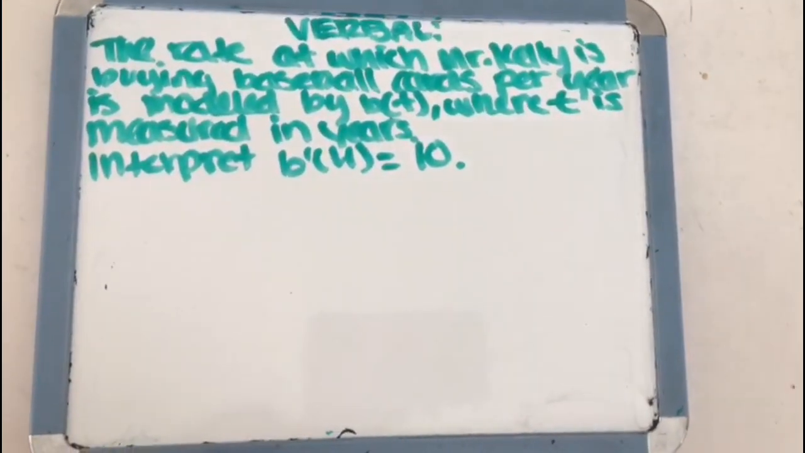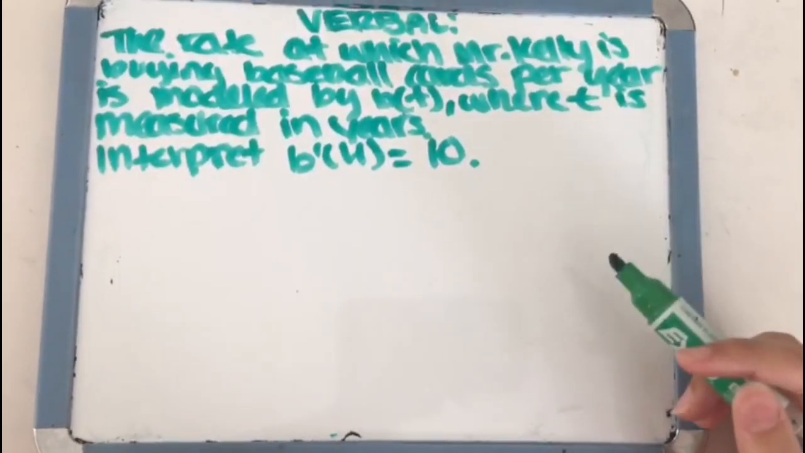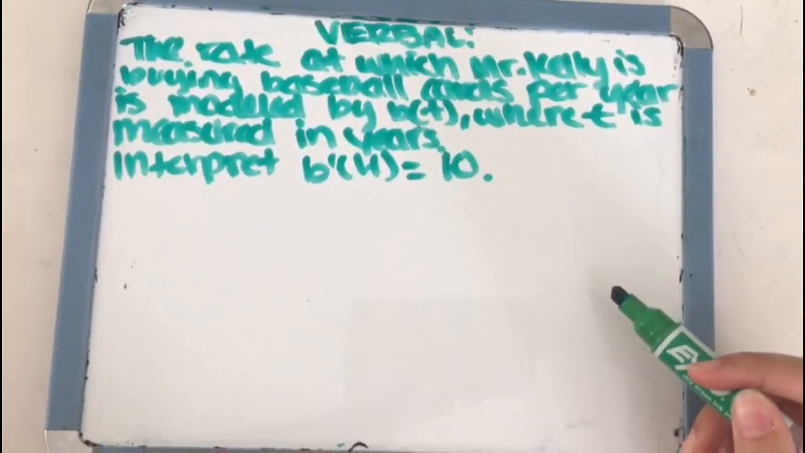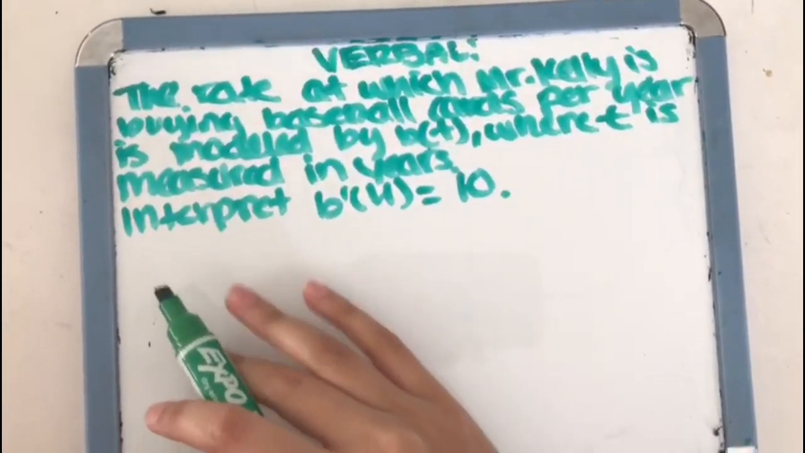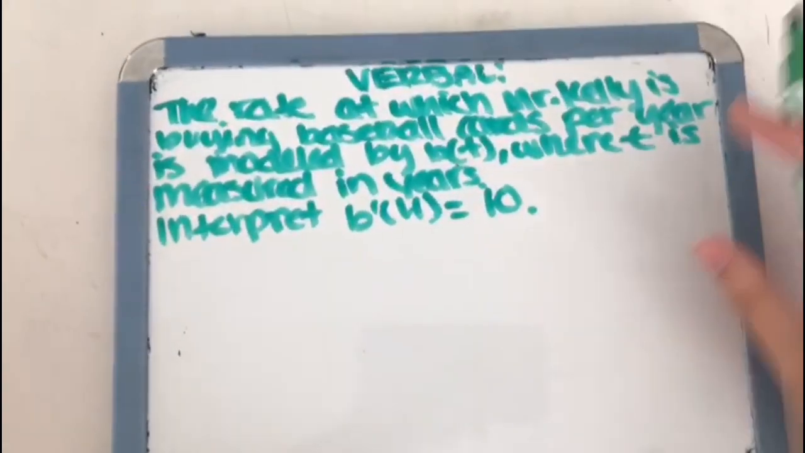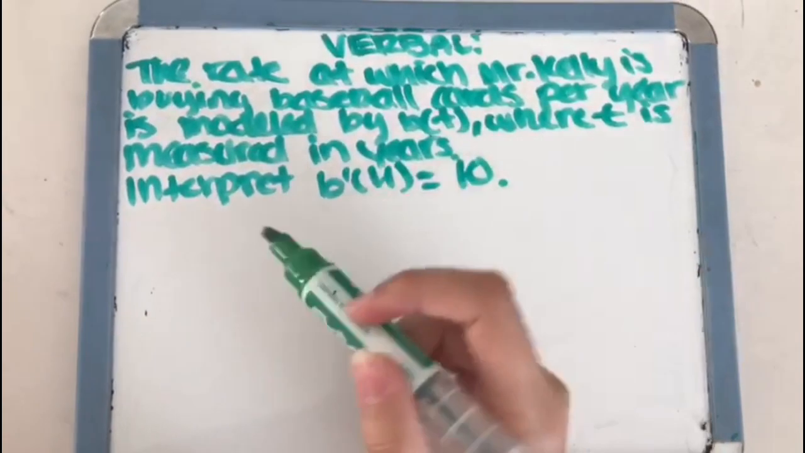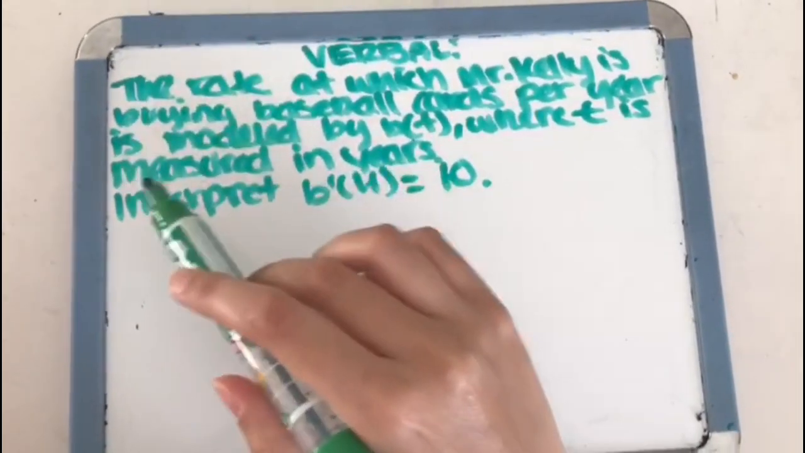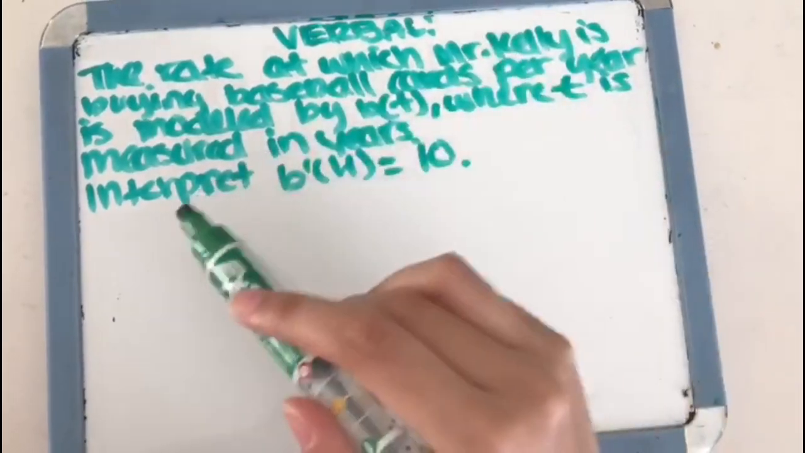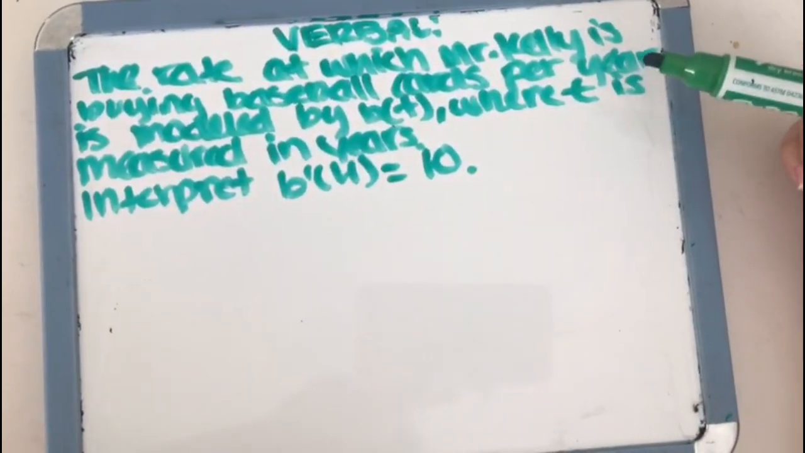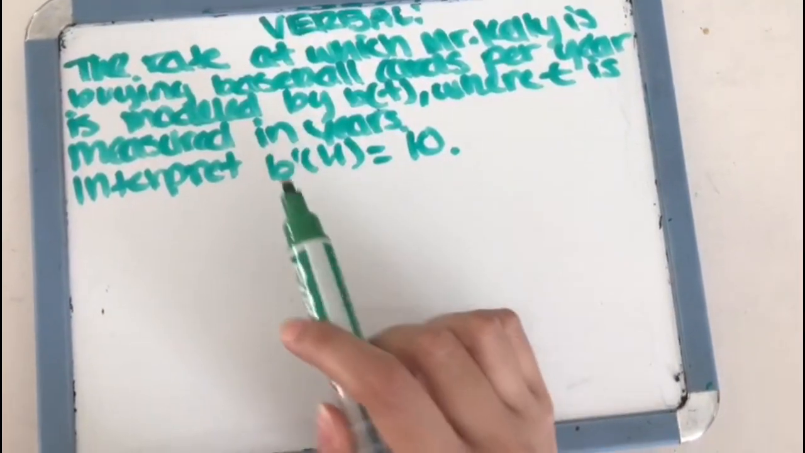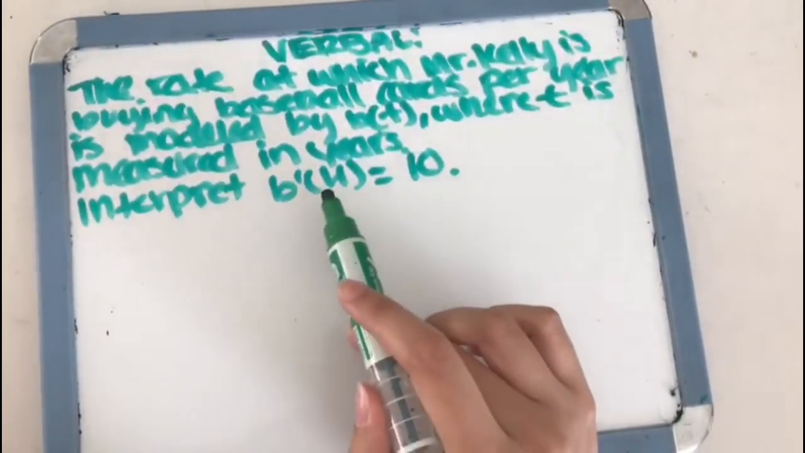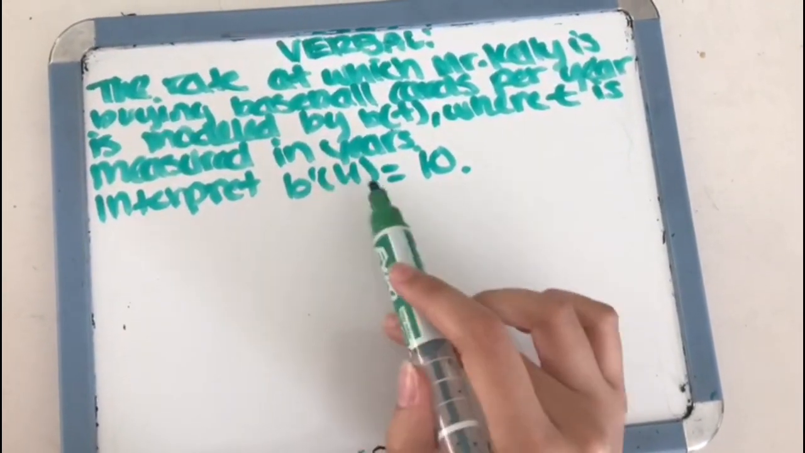Hey guys, so this is the verbal part of the GNAW problem of chapter 4, and this would basically be doing the context of the topic. So this is topic 4.1. The rate at which Mr. Kelly is buying baseball cards per year is modeled by B of T, where T is measured in years. Now interpret B prime of 4 equals 10.